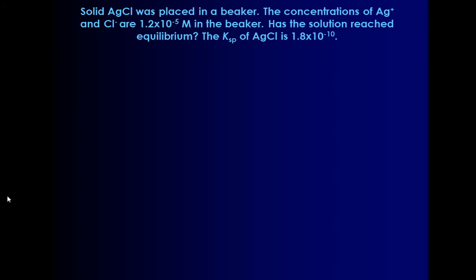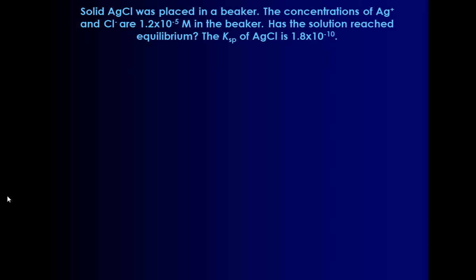So we've got four examples to work through. The first one, we've got silver chloride that was put into a beaker, and we're told what the concentrations were of silver and chlorine in the beaker. And we want to know, is this solution at equilibrium? Is our Q equal to our KSP?